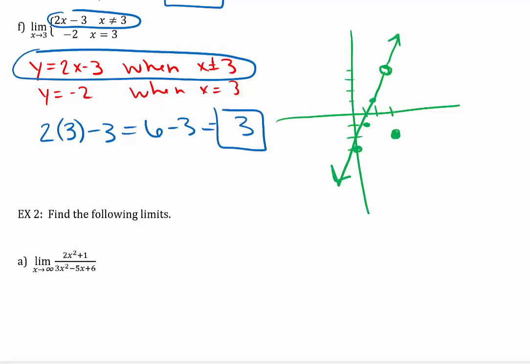So if it helps, I've drawn a picture to show you what's happening here. You don't need to write this down unless this helps. But we basically have the line y equals 2x minus 3, and then there's a hole at x equals 3. So we use the definition of the line for all values of x except for 3. And when x equals 3, then we're at the y value of negative 2. When we're finding the limit, we're on the curve, on the line. We are approaching 3. And I think my scale is a little off on my graph, but that should approach a y value of 3.